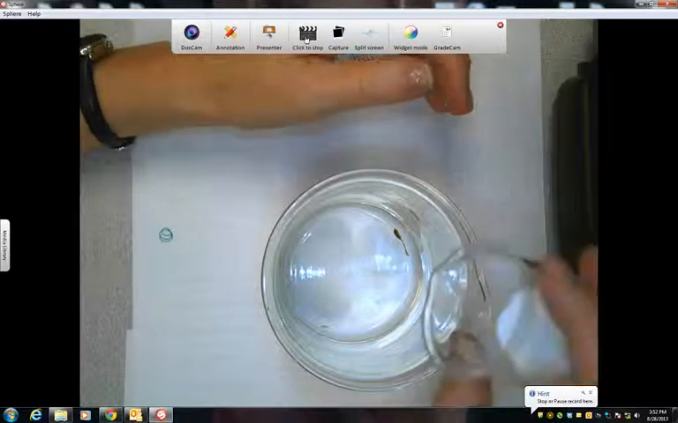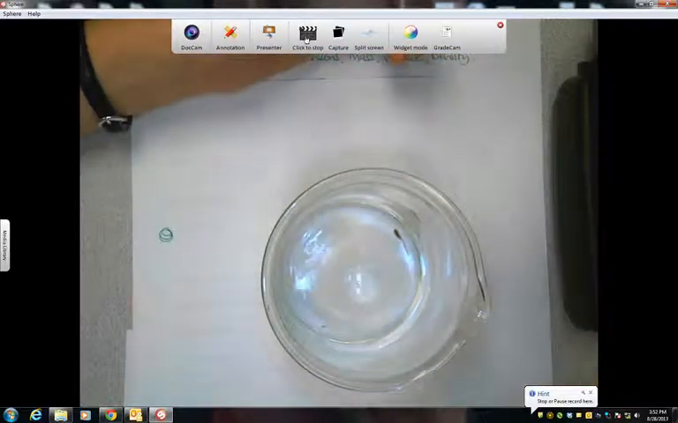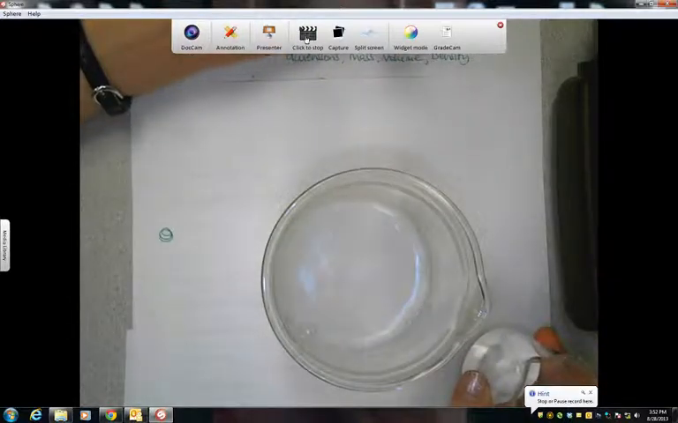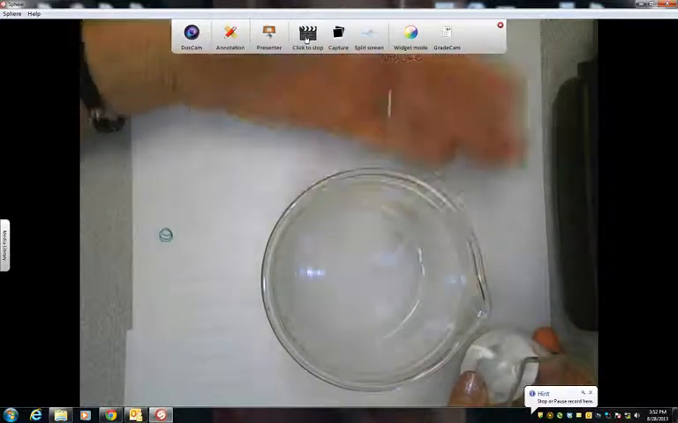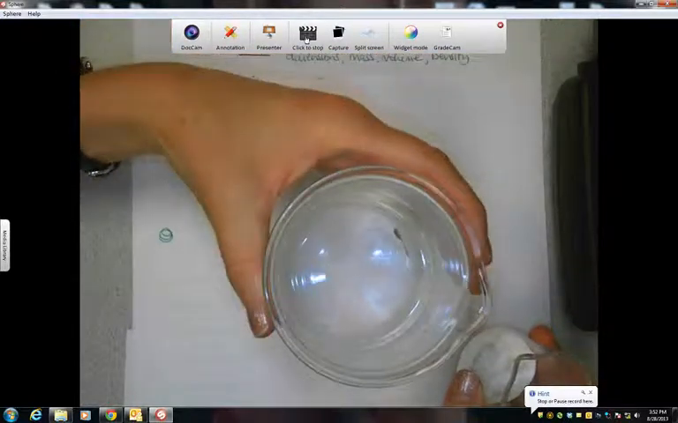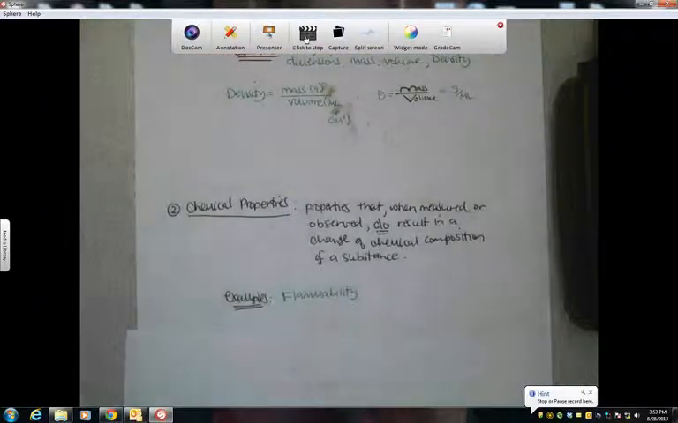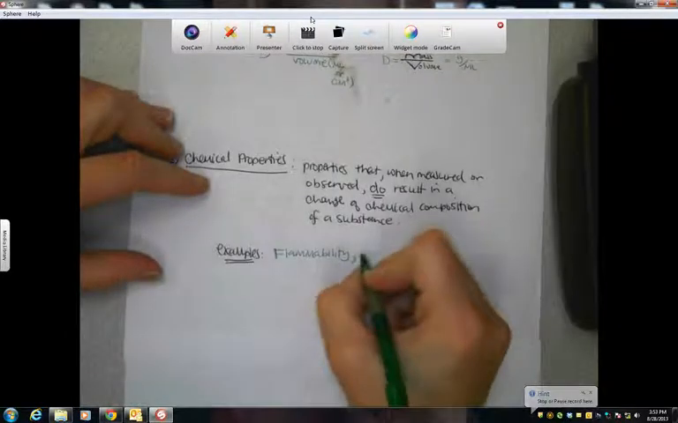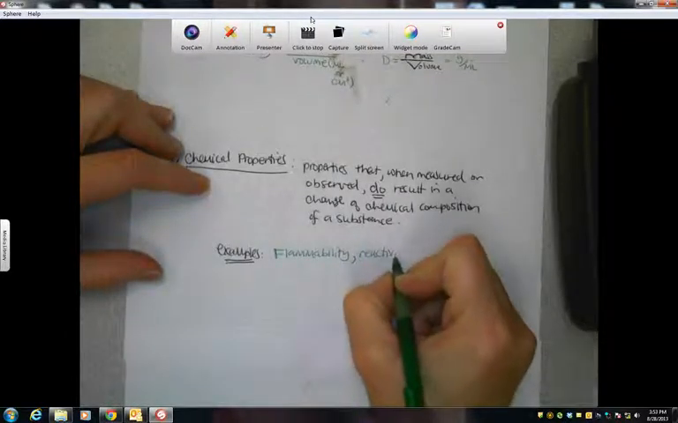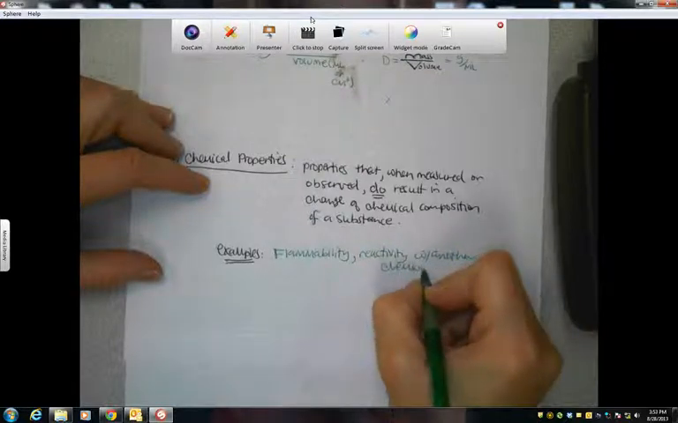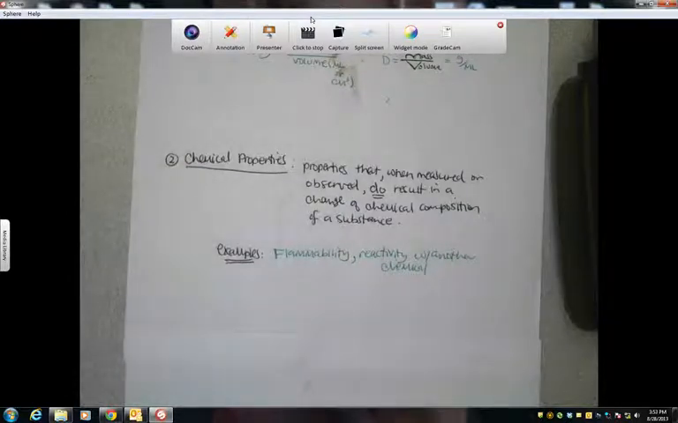But when we combine the two, hopefully you'll see that something happens. It fizzes and it bubbles. And that fizzing and bubbling means that a gas was being produced that wasn't there before. So I've actually observed a chemical property of both vinegar and baking soda. That chemical property is reactivity with another chemical. Baking soda has the chemical property of being reactive with vinegar. So it reacts with another chemical.